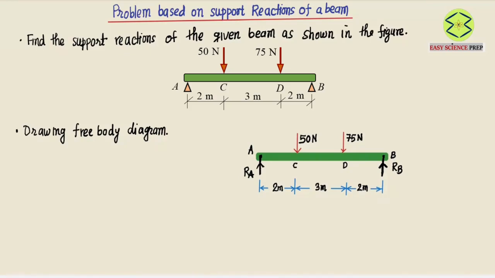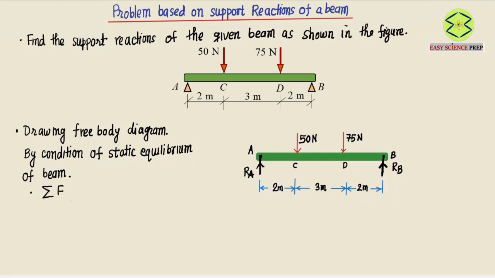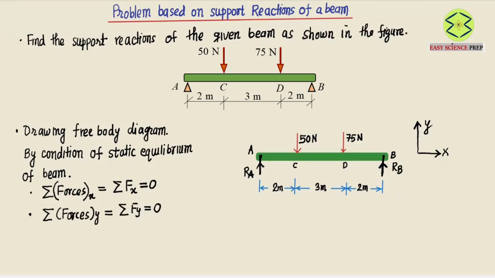Now in order to find the support reactions we have to use the conditions of static equilibrium. What are the conditions of static equilibrium? The first condition is that the summation of forces acting on the beam in the horizontal direction, the x direction, must be balanced. But here there are no forces acting in the x direction. The second condition is important: the summation of forces in the y direction, that is vertical forces, must be balanced. So that is summation of Fy equal to 0.